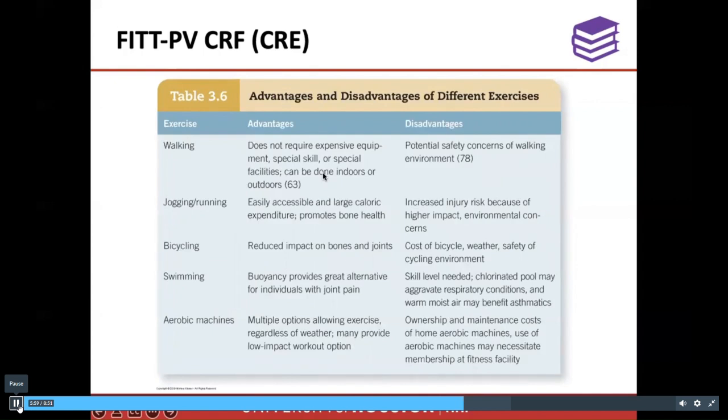And then continuing to table 3.6, it just lists some pros and cons of these different common exercises: walking, jogging, bicycling, swimming, and aerobic exercise machines.